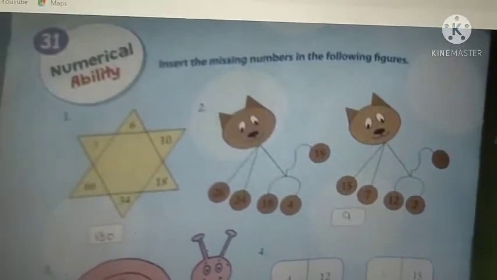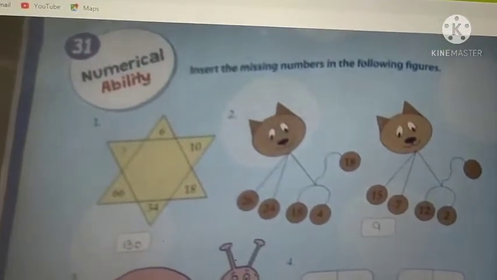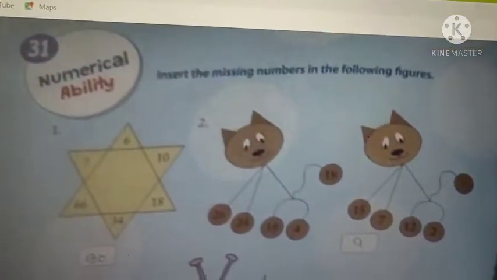Today we are going to deal with GK. Okay, everyone open chapter 31, numerical ability. Insert the missing numbers in the following figure. That's what we are going to do.